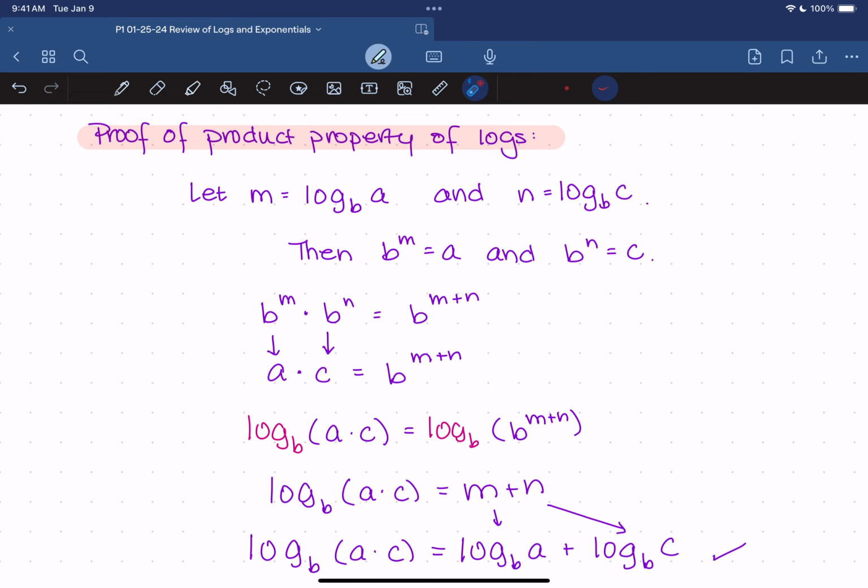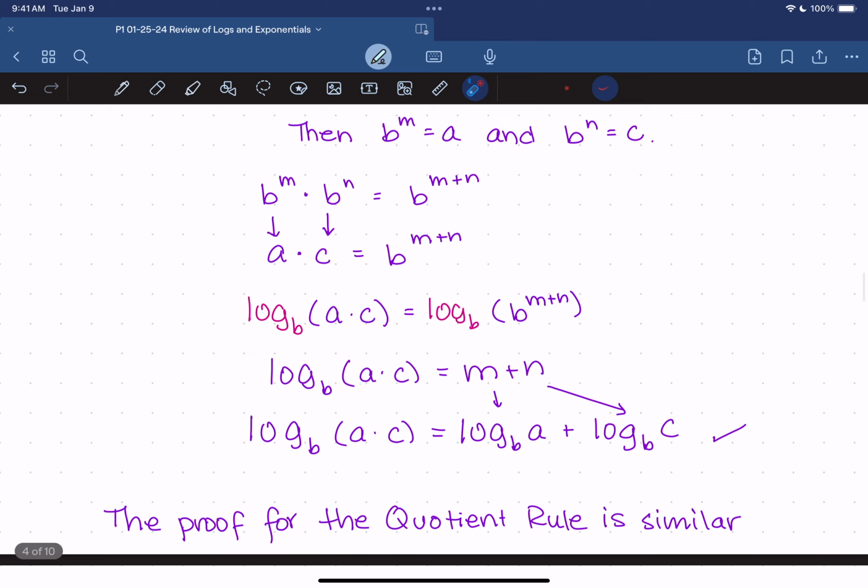But remember that m, in the very beginning, I defined it to be log base b of a, and n, I defined to be log base b of c, and that's exactly our product property. So log base b of a product is log base b of the first factor plus log base b of the second factor. All right, and then the quotient rule, you can do it very similarly. You just change this to a division and then see what happens, but you'll do it very similarly. You want to do it for fun? I encourage you to do it.